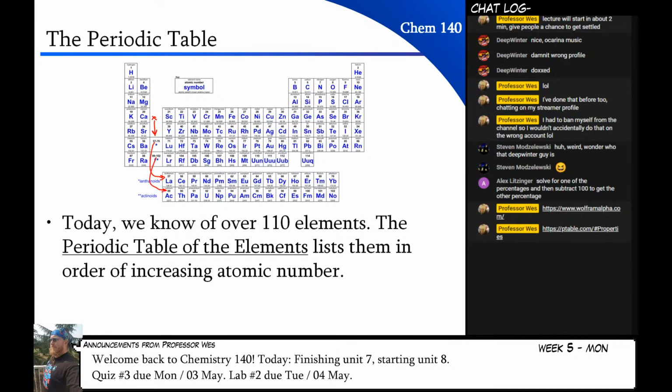Those elements should be squashed into that gap, but there are too many of them to fit on a reasonably sized table. So the periodic table just kind of looks like this. But all the other groups are numbered left to right, 1 through 18. So 1, 2, 3, 4, 5, and so on, up to 18.